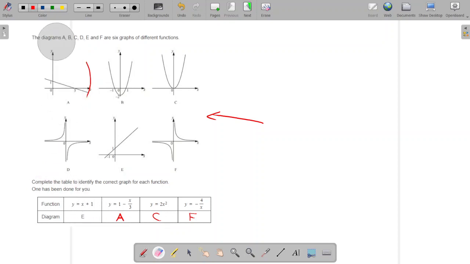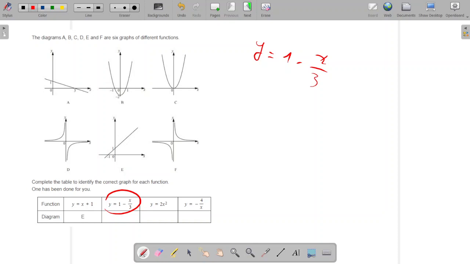So as you can see, you have 6 diagrams while you have only 3 spaces here to figure out which appropriate letter is connected to the function. So we're going to start with the first one. The first function under consideration is y equal 1 minus x over 3.